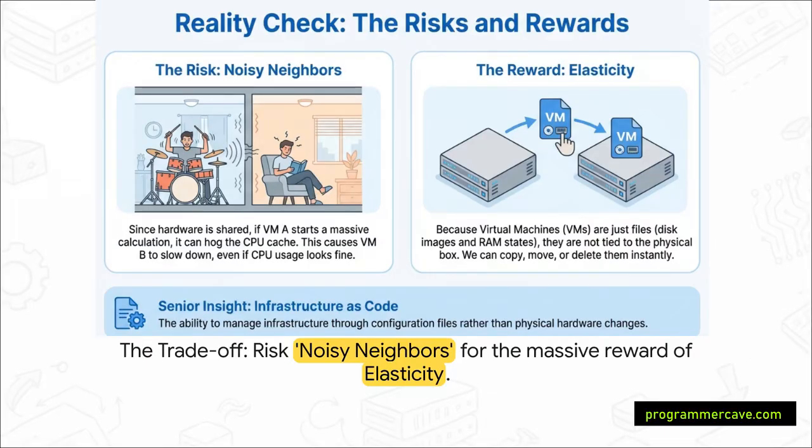But, in the real world, nothing is free. There are always trade-offs. The big risk with virtualization is something called the noisy neighbor effect. That's where one really greedy, resource-hungry VM can actually slow down all the other VMs on the same physical machine. The massive reward, though, is something we call elasticity. Because these virtual machines are really just files, we can copy them, move them, and manage them entirely with code. And that idea, that is the entire foundation of infrastructure as code and, really, the modern cloud itself.